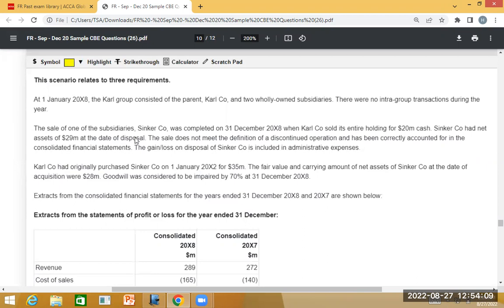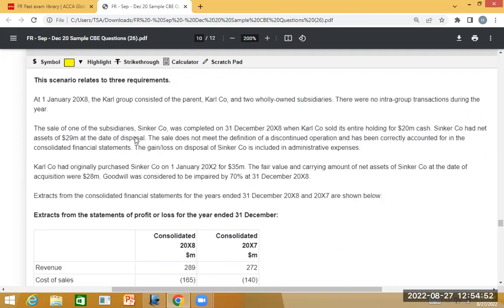Whilst reading the question, you need to be very careful because there are some hints embedded in the data. Right now we are starting the question at 1st January 2008. Think about it. There's something that you need to note about 1st January 2008, and the year it is. The Carl Group consisted of the parent company, Carl Company, and two wholly owned subsidiaries. Wholly owned subsidiaries mean there is no impact of the NCI, as we have acquired 100% of the shares, and there are two companies actually. There were no intra-group transactions during the year.